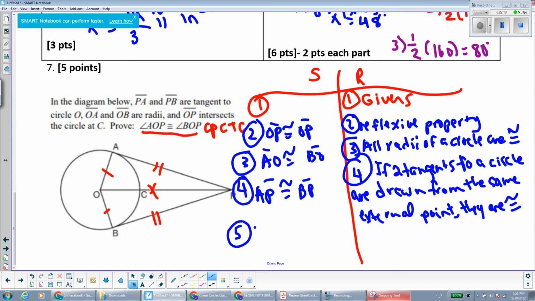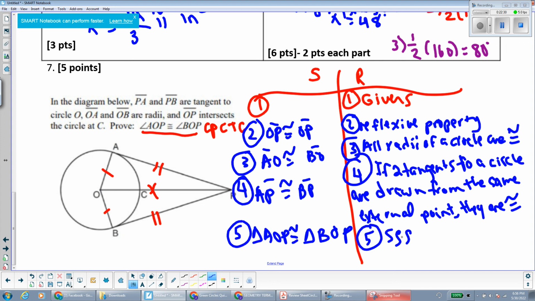Okay, now we can say the triangles are congruent to each other. So triangle AOP is congruent to triangle. Let me put the corresponding parts in order. A corresponds to B, O corresponds to itself, and P corresponds to itself. And I did that here by SSS.